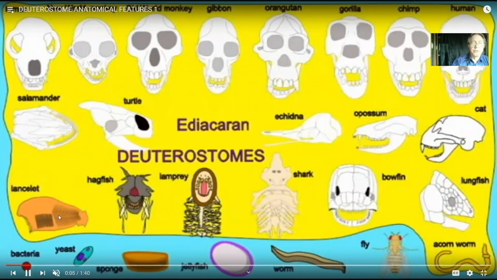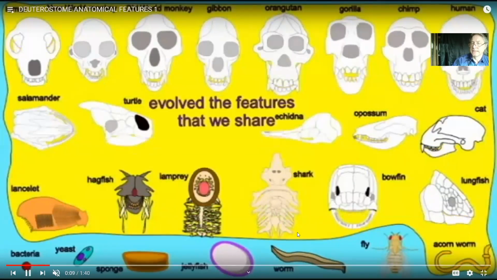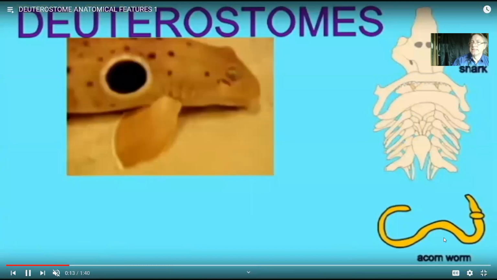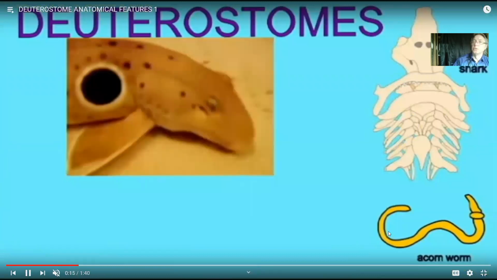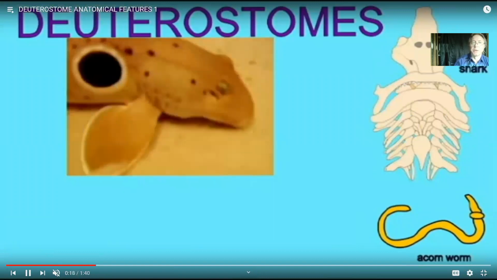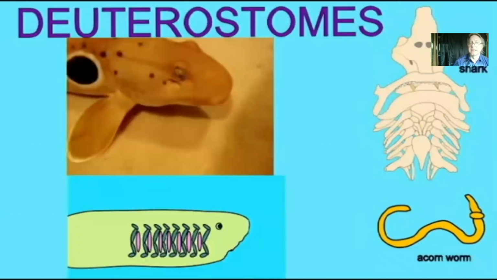Interestingly, however, you might notice that it also includes this invertebrate called a lancelet that's known as a chordate, and this invertebrate known as an acorn worm. It would also include starfish, sea urchins, sand dollars, etc. Why? Well, there are traits which tend to unite the deuterostomes, and I'll clarify that in a second.